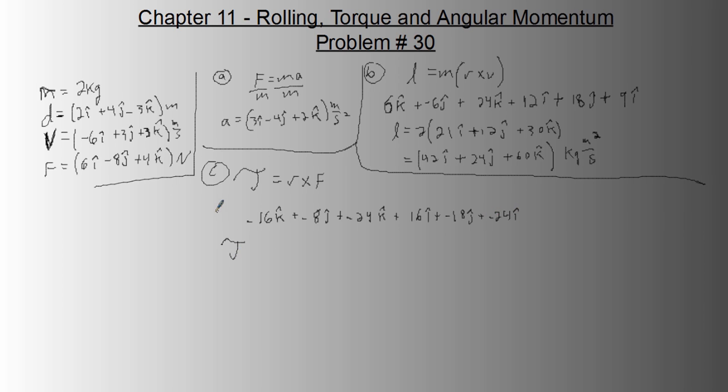And so the torque, let's combine the i terms. We get 16 minus 24. That's negative 8. j terms, negative 8, negative 18 is negative 26. k terms, negative 16, negative 24. That's negative 40. And the unit for torque, we could use a newton meter. Alright, not too bad.